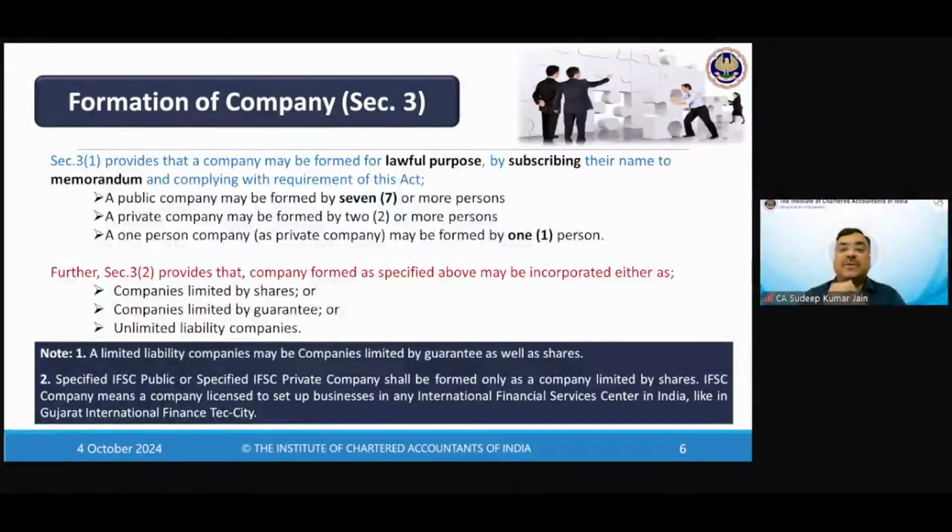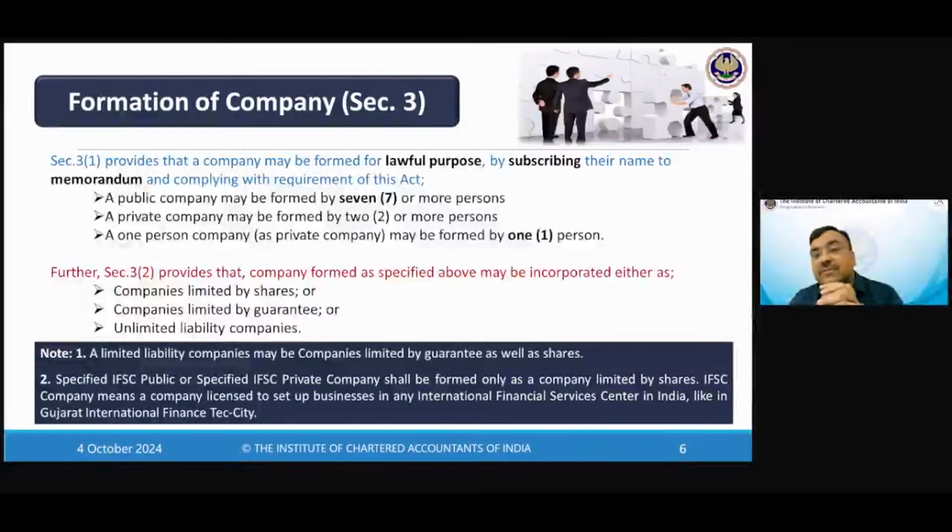Now, formation of company, section 3. Section 3, subsection 1 provides that a company may be formed for lawful purpose. If the purpose is unlawful, company cannot be incorporated, but by subscribing their name, at least 7 members in case of public company, at least 2 members in case of private company, and 1 member in case of OPC, one-person company.